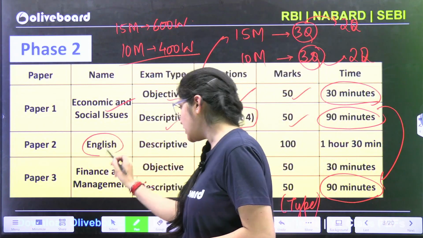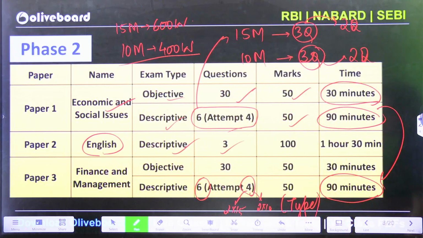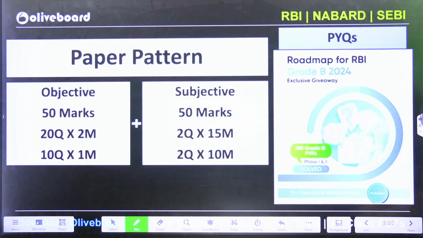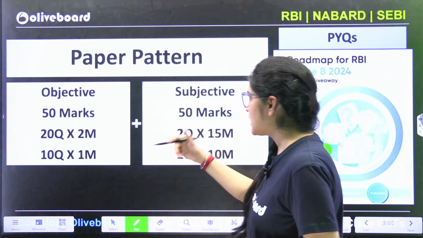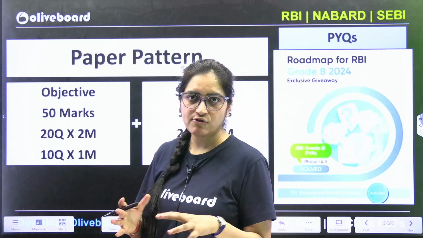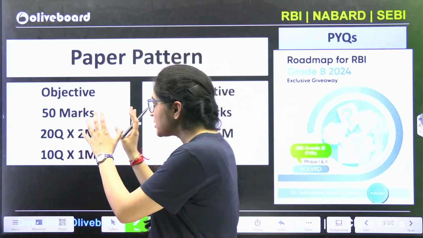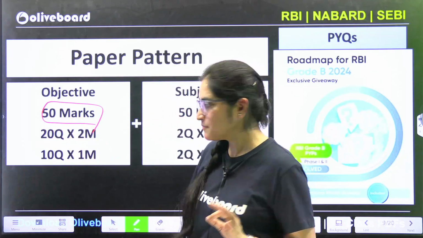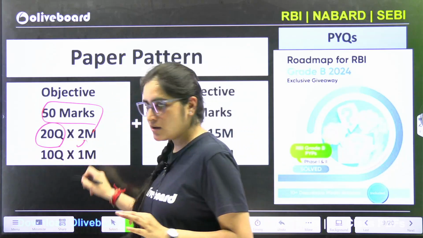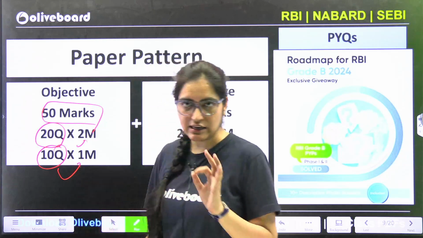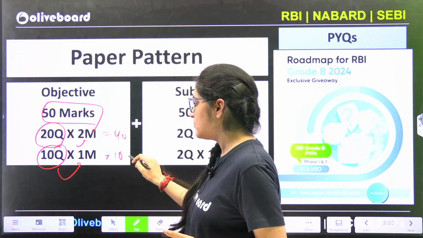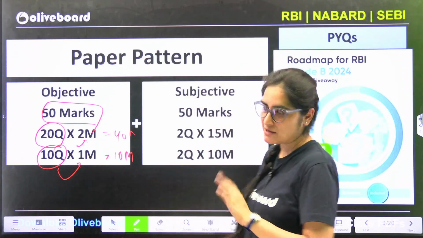Paper 2 is your English, in which descriptive 3 questions are being asked, for which you are given 1 hour and 30 minutes. I have already discussed this paper pattern of the objective as well as subjective, but again, if you are not clear with it, then objective portion, which is of 50 marks. For 50 marks, 20 questions will be there 2 marker and 10 questions will be there for 1 mark each. That means 40 marks from here, 10 marks from here. That is how 50 marks is there.